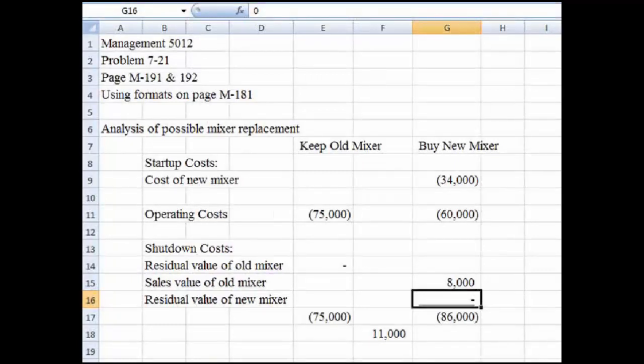Finally, on page M-192, the estimated residual value of the new mixer is going to be 0. So in the Buy New Mixer column, on the residual value of new mixer line, a 0 should be entered.